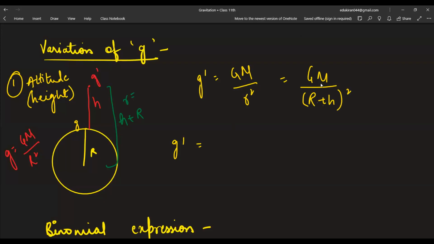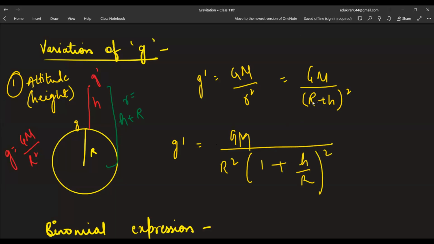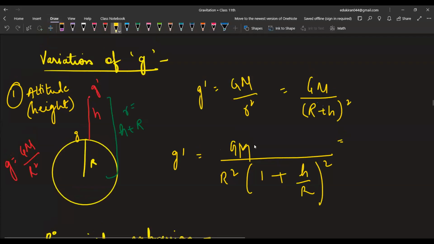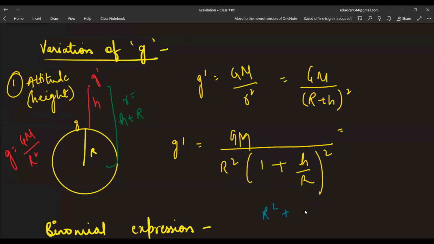Now g dash will be GM by, if I take r square common from here, I'll be left with 1 plus h by r whole square, right? If I take r square common, see, if you multiply this inside, it will give you r square plus h by r again, and r square will be cancelled, so r plus h will be left. So what can we say, class? This is clear. Why have I written it as 1 plus h by r? See, let me multiply this inside. This is r square plus h square by r square this side, and this is r square. So r square cancelled, and that is r plus h whole square.